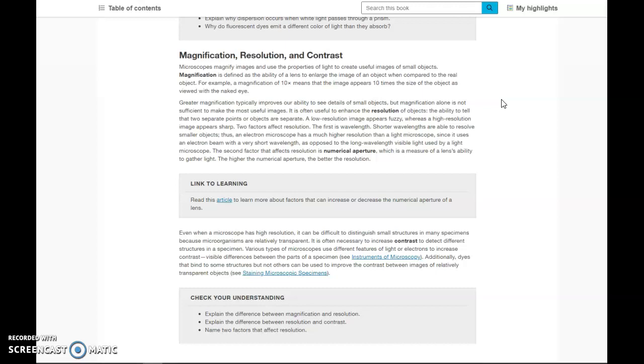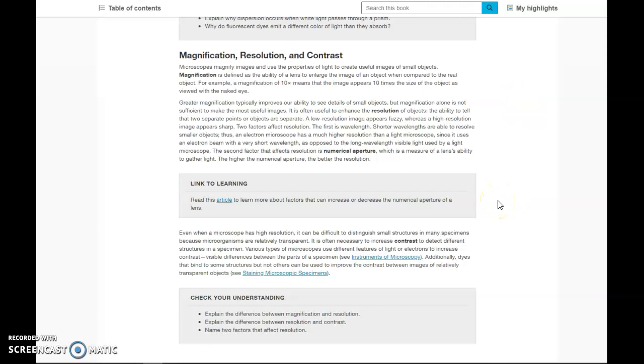Contrast is when we want to have a difference in appearance, typically between what we're trying to observe and the background. So we use a lot of different stains and dyes to increase that contrast. When we have something that has been stained, it's going to appear darker against a lighter background, and that allows us to be able to see that organism better. Sometimes we can increase the contrast by staining the background and not staining the organism itself, and that's typically called negative staining because we're staining the area around what we're trying to see.